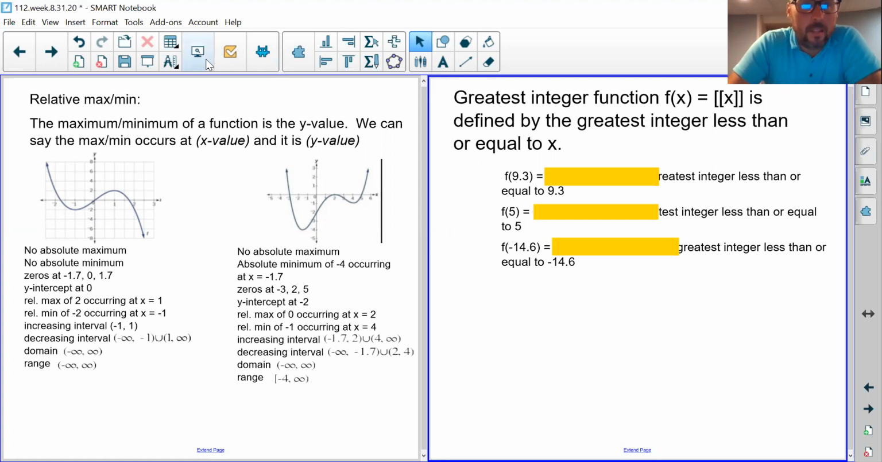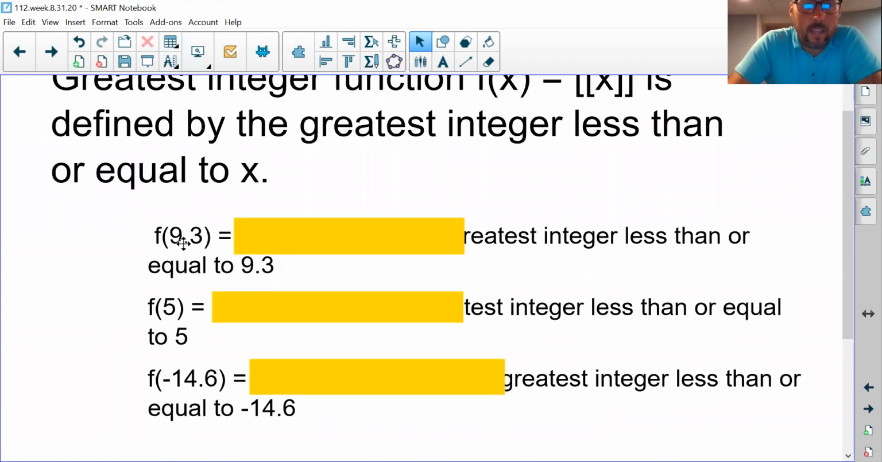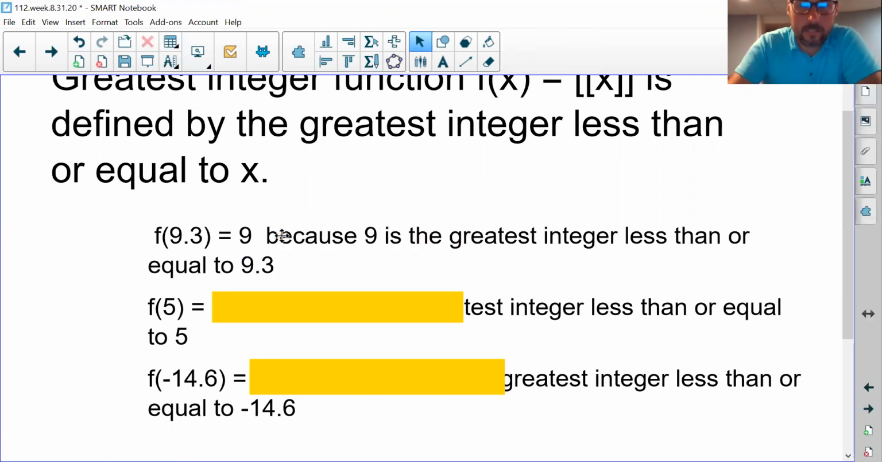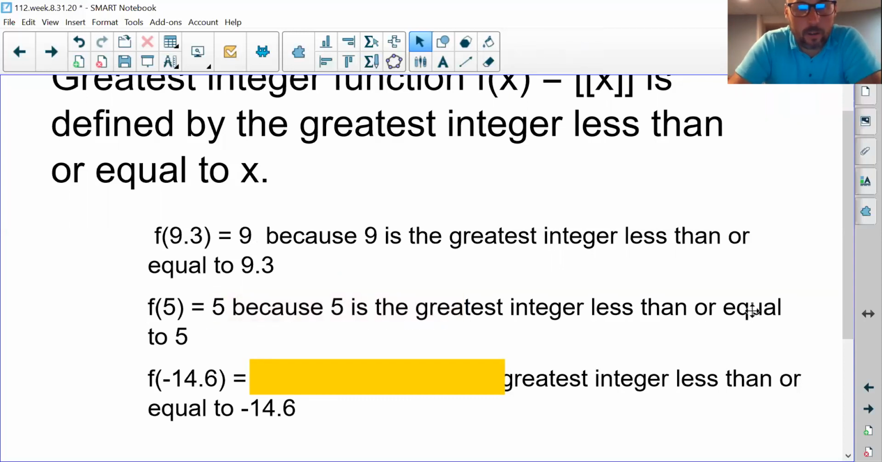Let's practice. The greatest integer less than or equal to the input. Well, what's f of 9.3? I'm asking you, what's the greatest integer less than or equal to 9.3? And it's 9. 9 is the greatest integer less than or equal to 9.3. There are trillions and trillions of integers less than 9.3, but 9 is the greatest one. So it's unique. F of 5. What's the greatest integer less than or equal to 5? It's 5 itself, because it has that or equal to part.